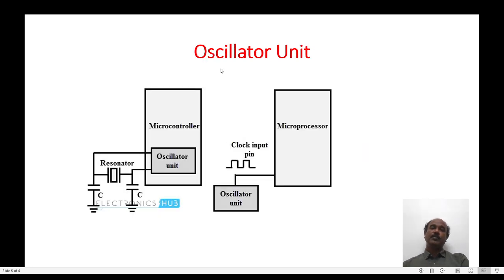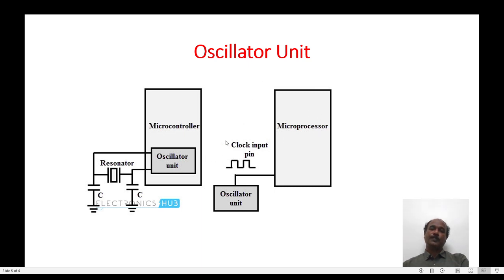Then embedded systems, what will they contain? Microprocessor or microcontroller. These microprocessors or microcontrollers need an oscillator to function, to generate the clock pulse. So this oscillator unit in a microprocessor or a microcontroller is analogous to the human heart. As in the human body, the heart generates the heartbeats, similarly, the clock pulses will be generated by this oscillator circuit in the microcontroller or microprocessor.